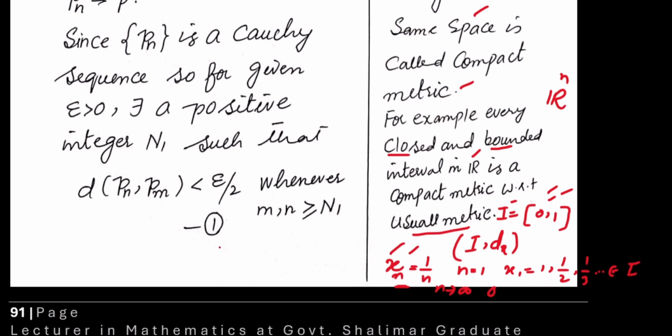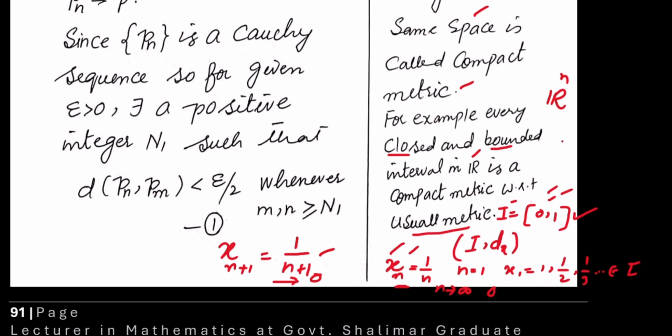Further, if you take any subsequence, suppose I take its subsequence x_{n+1} is equal to 1 over n plus 1. This is a subsequence of this sequence. If you find the limit of this sequence, the limit is also 0 and belongs to this interval. So I can say that every sequence defined on I has a convergent subsequence, and the limit of that subsequence always belongs to this I. This shows that this interval I is a compact metric space with respect to the usual metric.